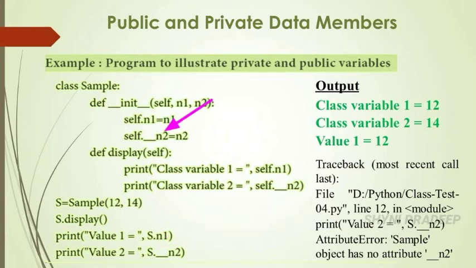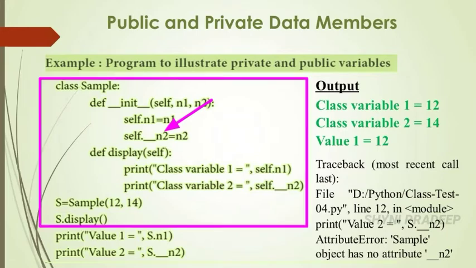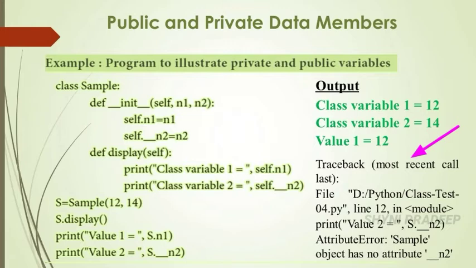n2 is a private variable. So you can access this variable only within the class. You cannot access this variable outside of the class. So you will get an error message like this. Okay. So this is about public and private data members.